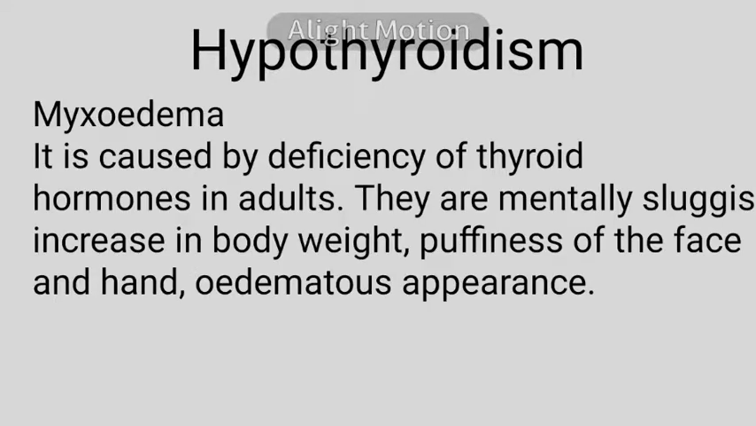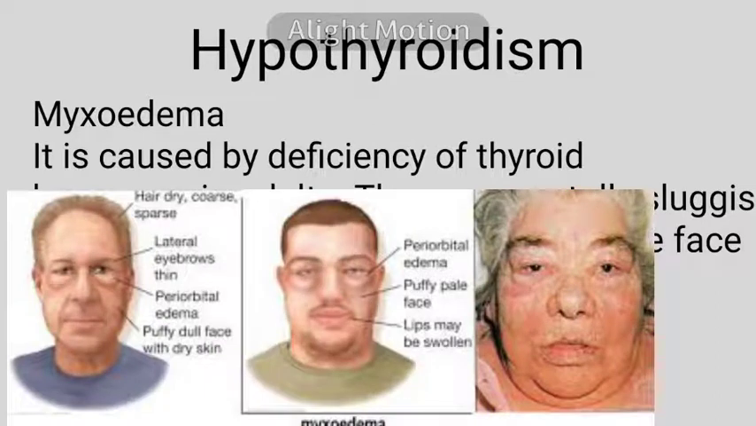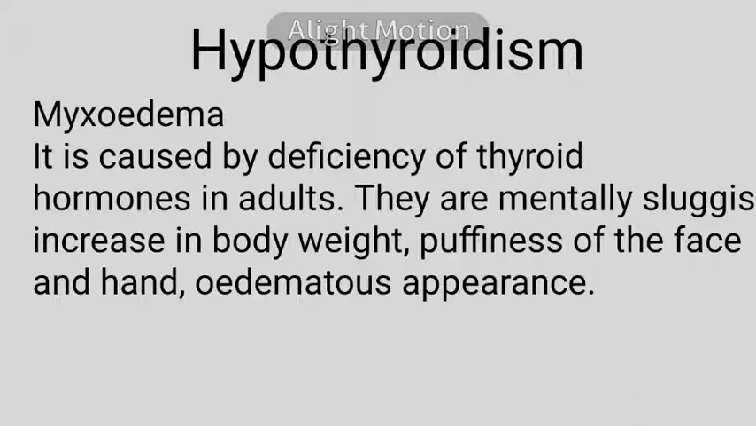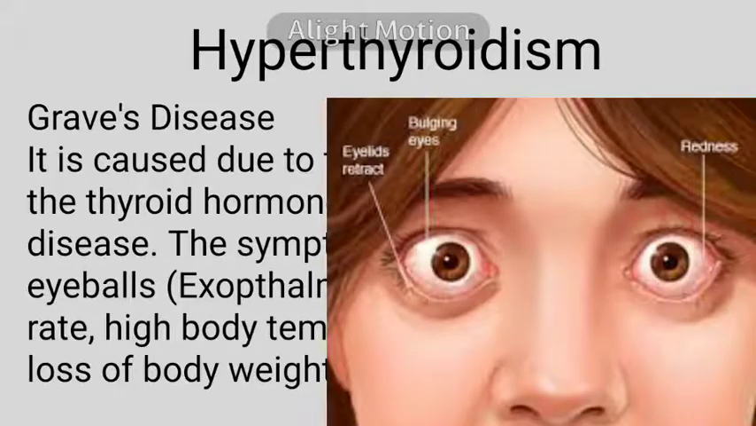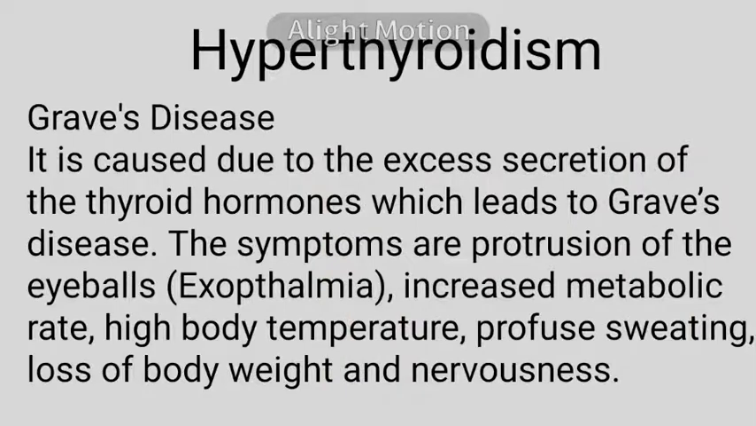Myxedema. It occurs in adults. Symptoms are mentally sluggish, increase in body weight, puffiness of face and hand, and oedematous appearance. In women, the menstrual cycle is irregular. Hyperthyroidism. Due to the excess secretion of thyroid hormone, which leads to Graves' disease or exophthalmia. The symptoms are protrusion of the eyeball, increased metabolic rate, high body temperature, profuse sweating, loss of body weight, and nervousness.